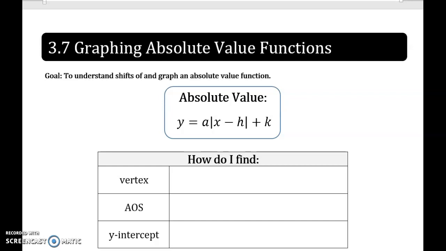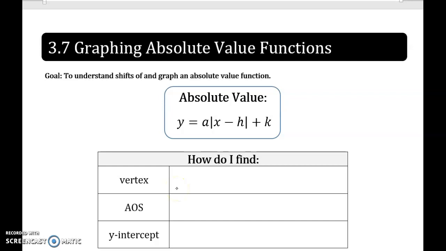So let's carry on with 3.7, graphing absolute value functions. Now, we did this way back in chapter 3. I don't know, what was that? Probably October or November. So this is very similar to graphing quadratic functions, but now they're just absolute value functions.